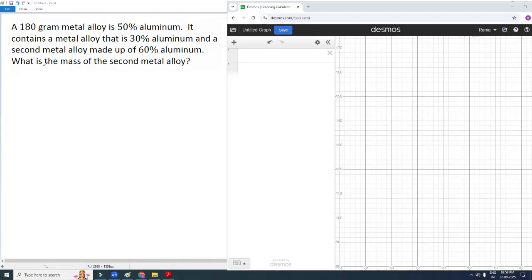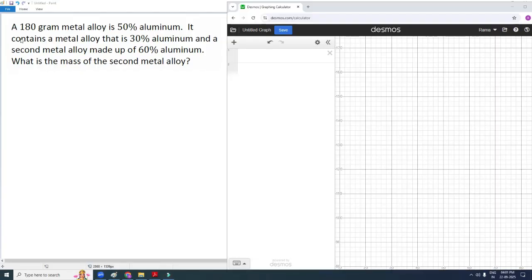Here we have a SAT math problem. Okay, let's go to the question. A 180-gram metal alloy is 50% aluminum. It contains a metal alloy that is 30% aluminum and a second metal alloy made up of 60% aluminum. What is the mass of the second metal alloy?